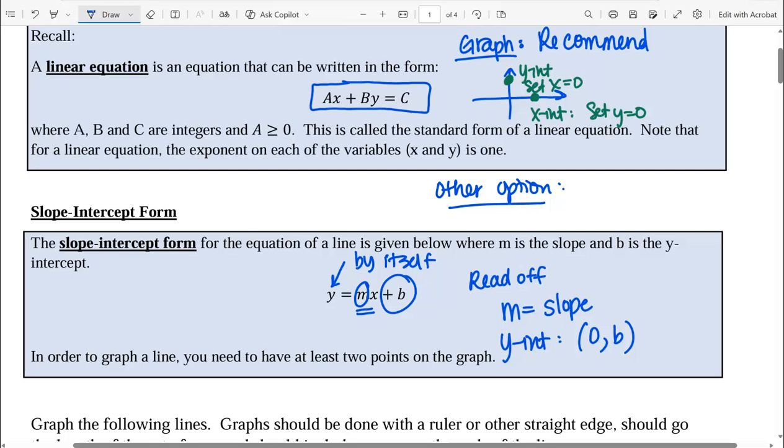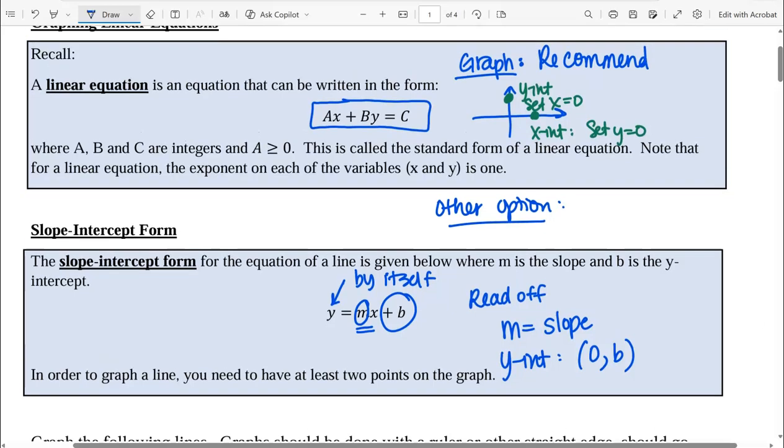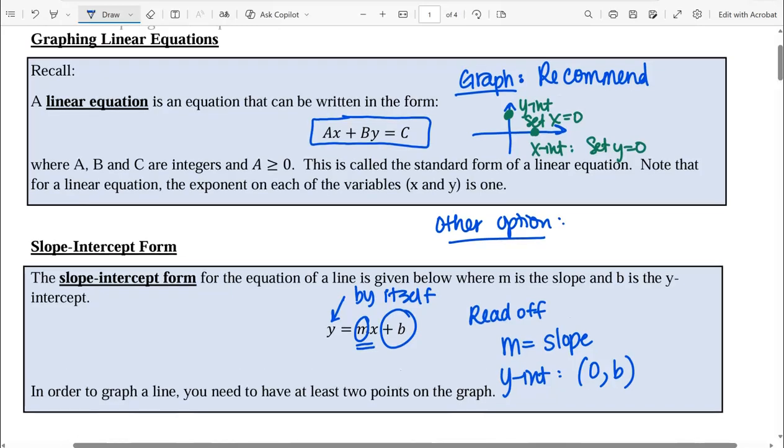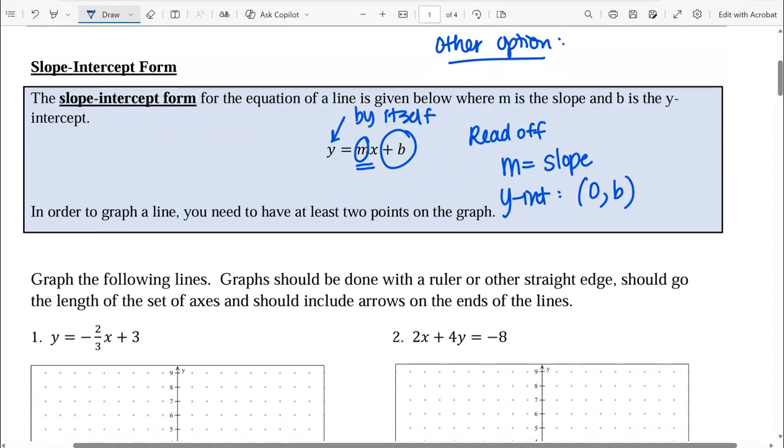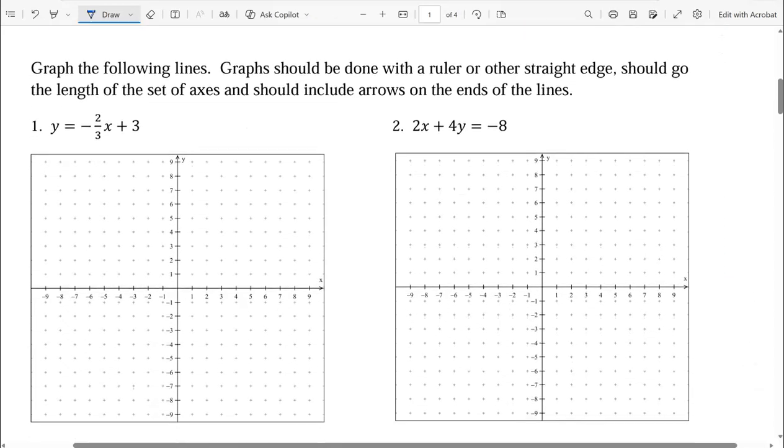Remember that all I need is 2 points in order to graph my straight line. So we're going to look at both of these forms. If you start off in standard form, I recommend using x and y intercepts. If you start off in slope-intercept form, that's a bit quicker for us because we get to just read that slope, read off that y-intercept, and go straight into the graph.